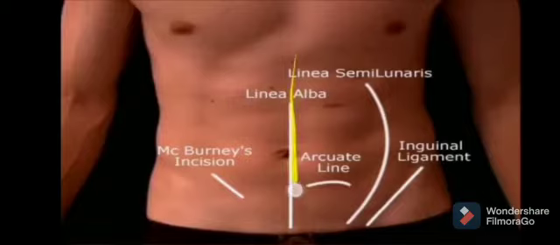Then we have the linea alba. This is a straight line in the middle of the abdomen on the anterior aspect. It extends from the xiphoid process to the pubic region, and you will see the reason for its formation in the coming slides, inshallah. Here is a very important point, McBurney's point.